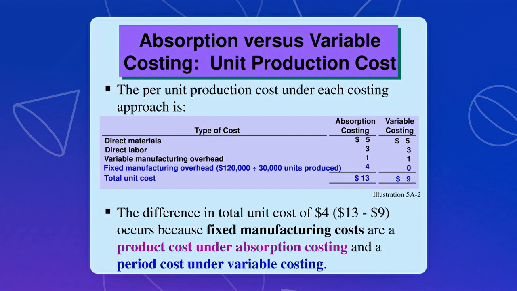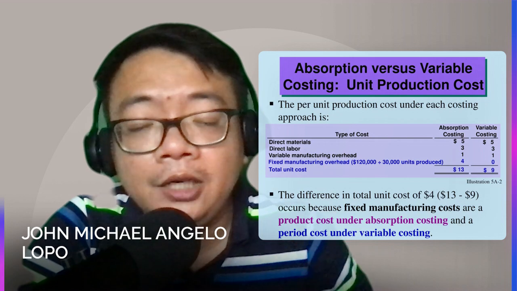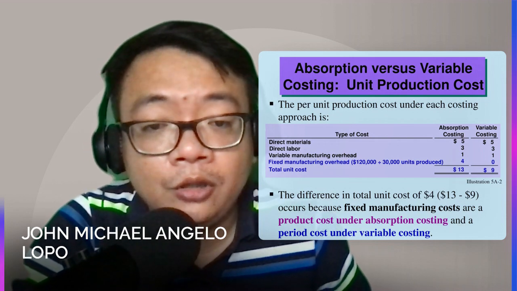Okay, how about in terms of your variable costing? Please take note. You have your direct materials of 5, direct labor of 3, manufacturing overhead of 1. But in terms of the variable costing, the fixed manufacturing cost is 0. Meaning to say, class, the difference between absorption costing and variable costing is 13 minus 9, it is 4. The difference is because of the fixed manufacturing overhead cost per unit.